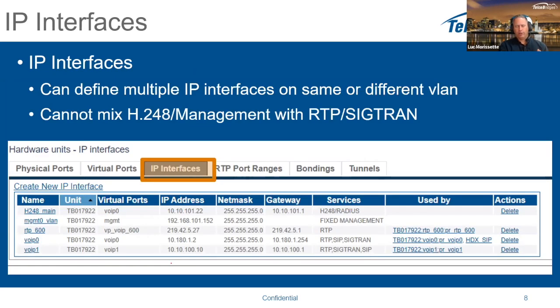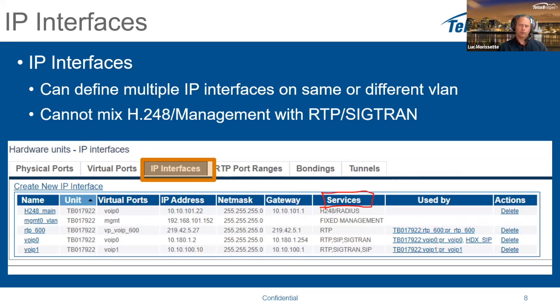So your physical ports, there's almost nothing to do there. Virtual ports, you create your VLANs, and then you need to create your IP interfaces. So we will define all the IP interfaces that we want on the system. You can create them on different VLANs and with different subnets and different IPs. You can actually put different IPs on the same VLAN. So it's pretty flexible. And you need to choose the service that will be running on those IP interfaces.